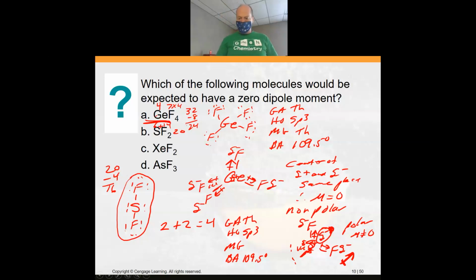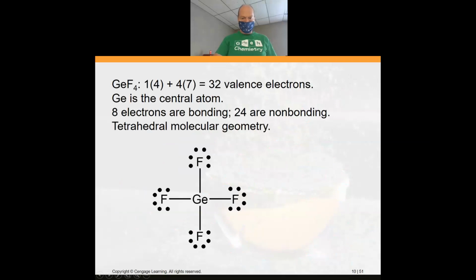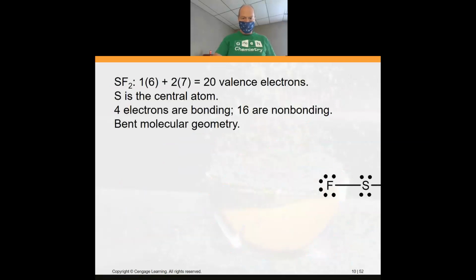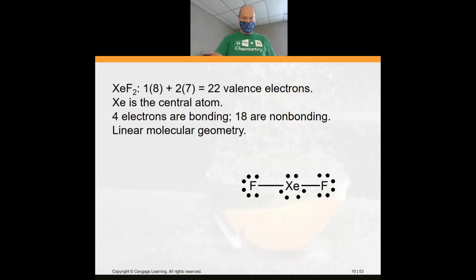All right, XeF2. All right, so on here, I'm going to do XeF2. All right, so that's a noble gas. 8 plus 7 times 2 is 14. We have 22 valence electrons, with the central atom being Xe, bonded to an F, bonded to an F.